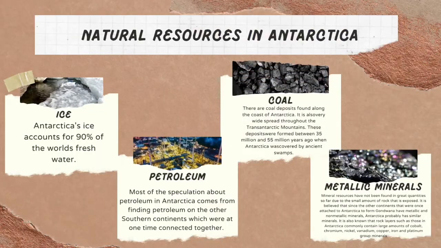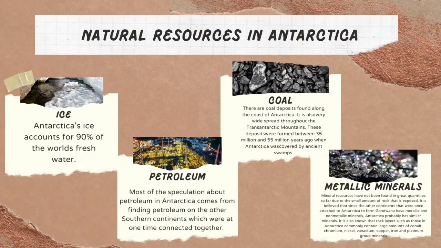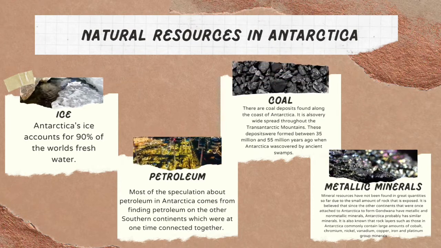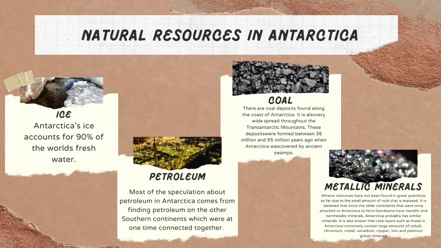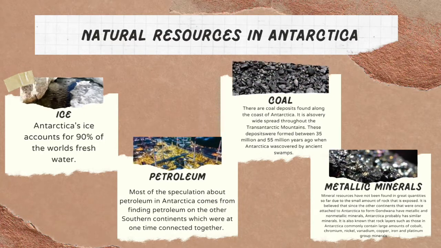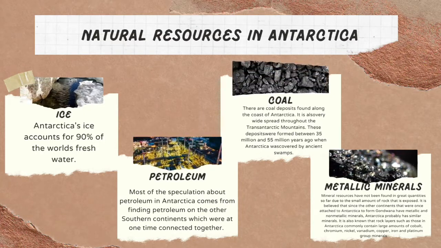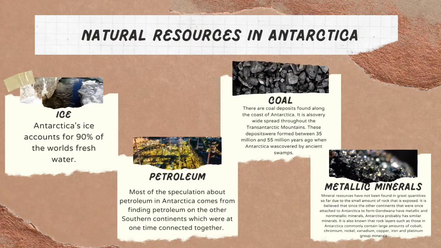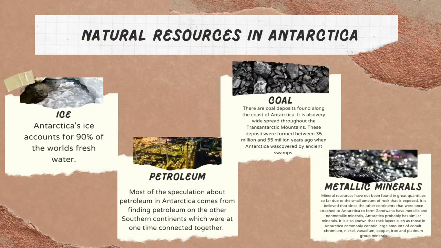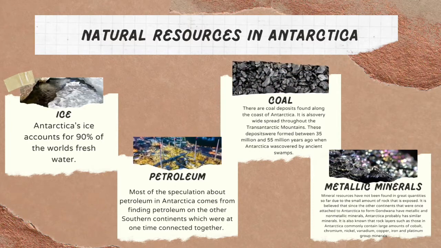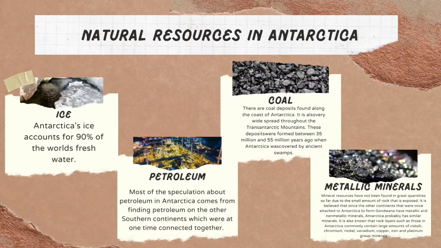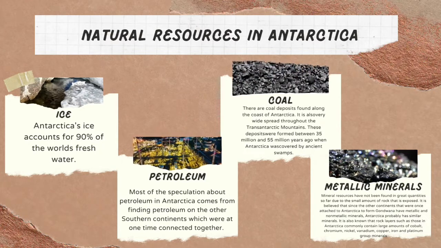Next is natural resources in Antarctica. Firstly is ice. One of Antarctica's most important resources is ice. It is said that Antarctica's ice accounts for 90% of the world's fresh water. As a resource, it has potential as a freshwater supply. Some people have considered towing icebergs from Antarctica to parts of the world in need of fresh water. At present, the delivery costs make these ventures unprofitable.